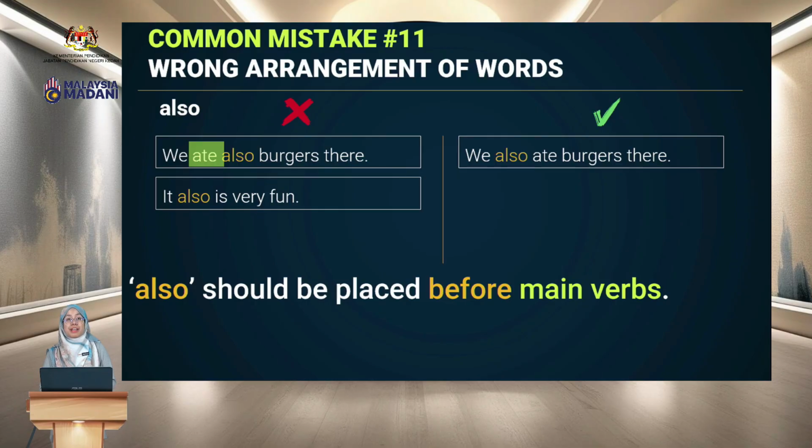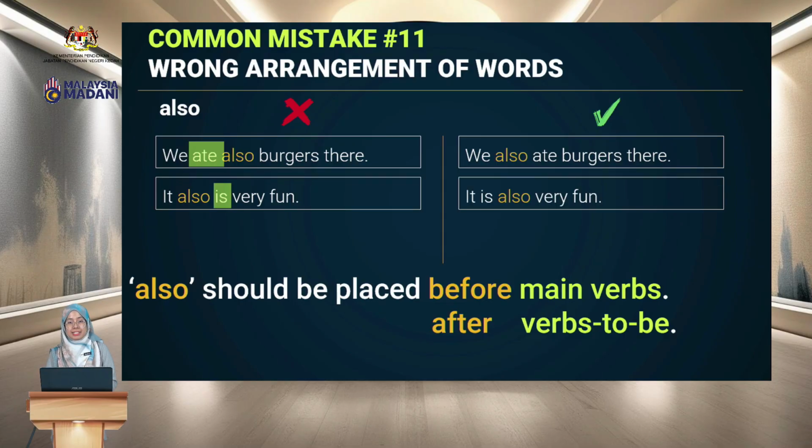Let's look at the second pattern. It also is very fun. So can you guess which one is the verb here? Yes, the verb is is. But the verb is different from the verb ate. It is called a verb to be. Other than is, do you know what they are? Yes, there are am, is and are for present tense, or was and were. So if you want to write a verb to be, the word also should be placed after the verb to be. Example, it is also very fun.